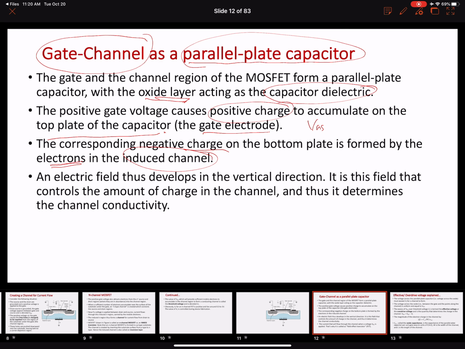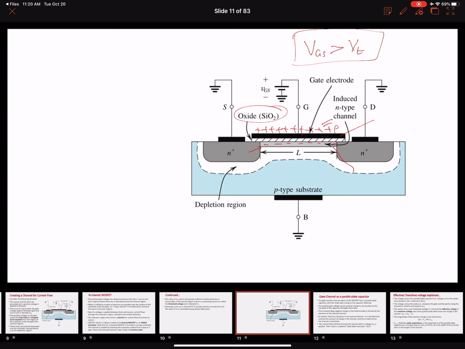Essentially what will happen is an electric field will develop that will control the amount of charge in the channel, so it also determines the channel conductivity. As this parallel plate capacitor is formed, the electric field will change the conductivity of this channel. So that is why, as we have been using this term since the last lecture, MOSFET, metal oxide semiconductor field effect transistor. We briefly hinted at what that means: field effect transistor. This is why it is called a field effect transistor, right? We ended up generating an electric field that is determining the conductivity of the channel.